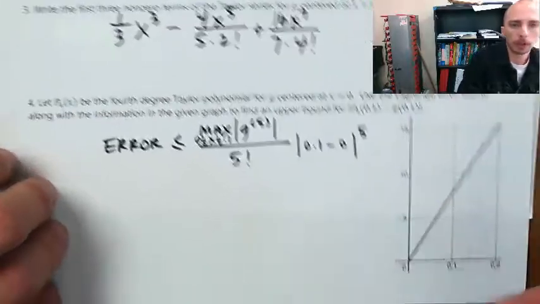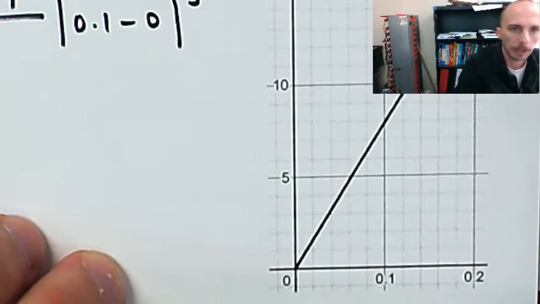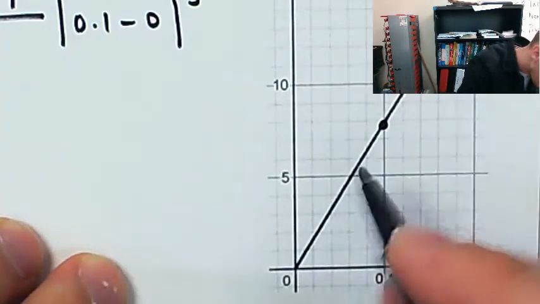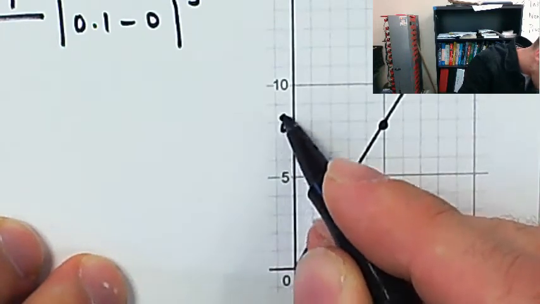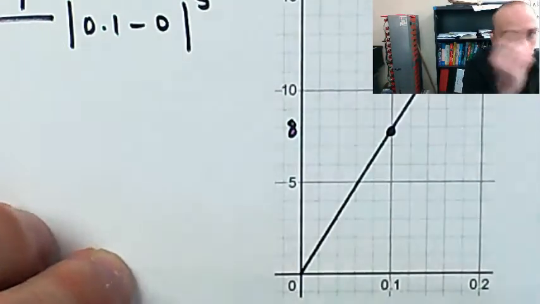And, okay, I'm going to go over here and look at it. At 0.1, the maximum possible value is right here, which looks like 6, 7, 8 would be the upper bound for it. So this is probably not representative.